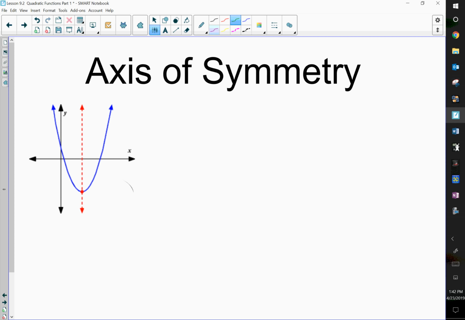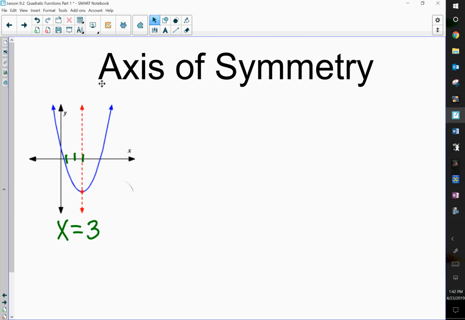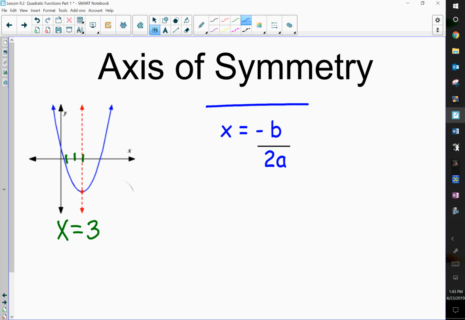First of all, remember that the axis of symmetry is a vertical line. Vertical lines are written as an equation like this: x equals. For example, if this vertical line passed through this parabola at 3, then the equation for this line would be x = 3. You can calculate what the axis of symmetry is just by knowing the values a, b, and c and using this formula. The axis of symmetry, you should write this down, is x = −b/2a.